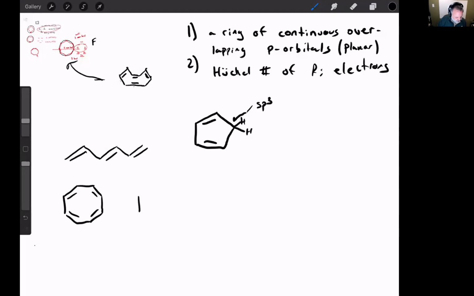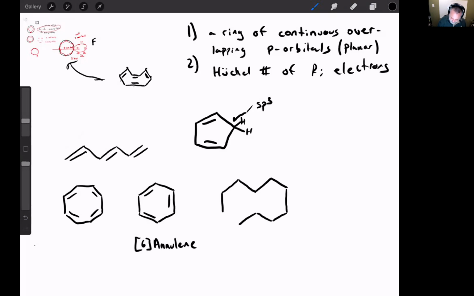So once we get into benzene, the class of compounds that are like benzene are called annulenes. And so benzene is that first aromatic structure. The 6 refers to the number of pi electrons. Well, the next one, this one is 10 annulene. That is a Huckel number.